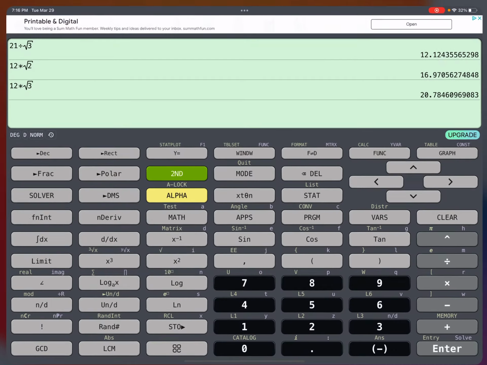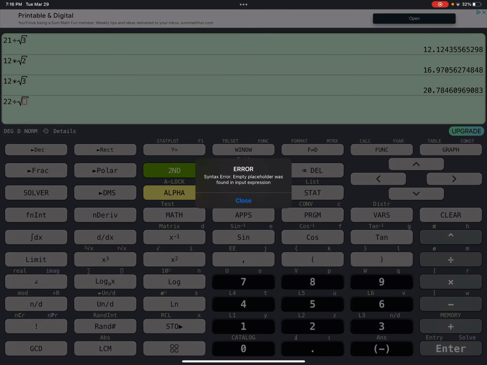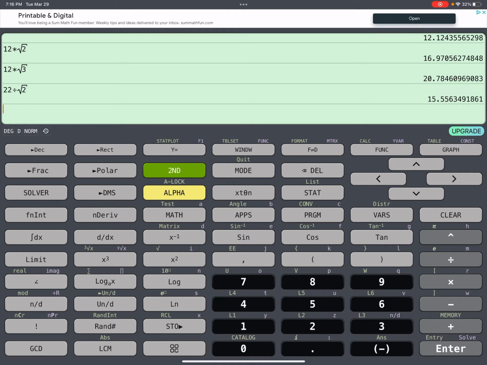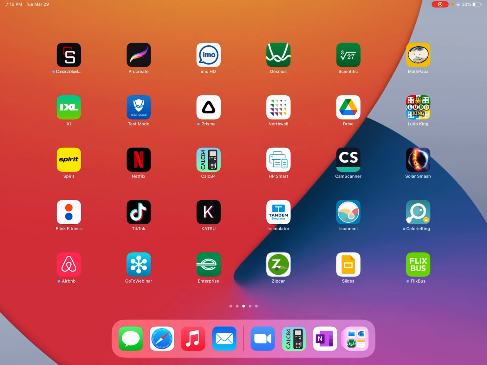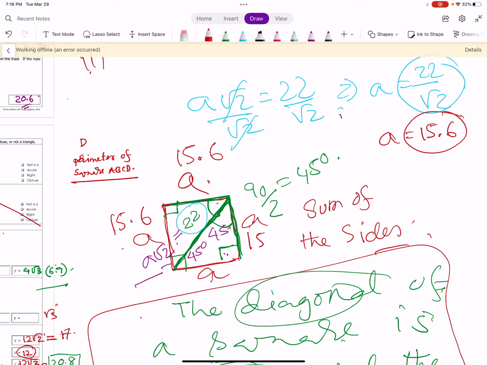22 divided by radical 2. What happened? Radical 2. 15.55, so 15.6. So you get your A as 15.6. So all these sides are 15.6. You have four 15.6.